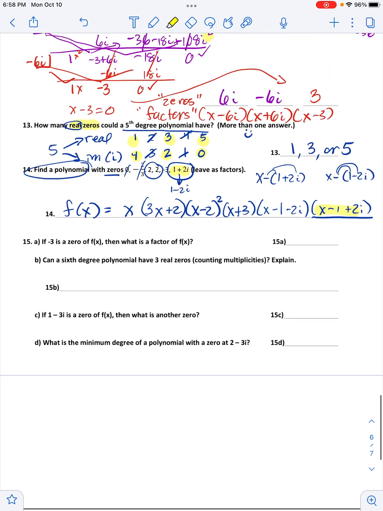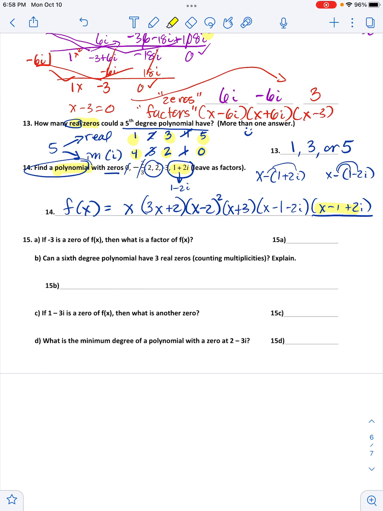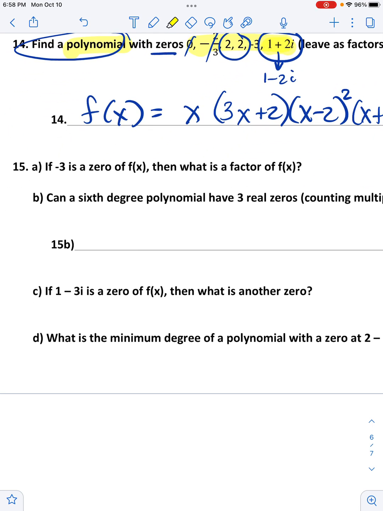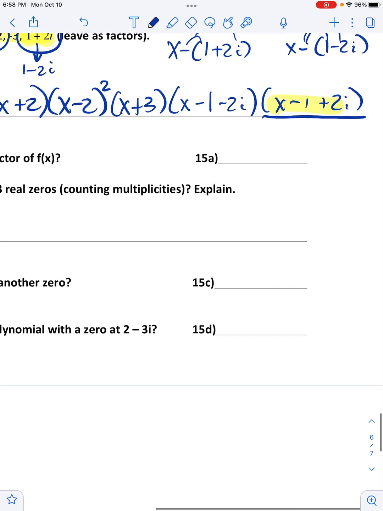So did I do what it asks? Did I find a polynomial? Yes. Did I use these as my zeros? Yes. Did I leave it as factors? Yes. The grand finale. Okay. If negative 3 is a 0, then what is a factor? This feels too easy, but I'm just going with it. If negative 3 is a 0, then x plus 3 is a factor.